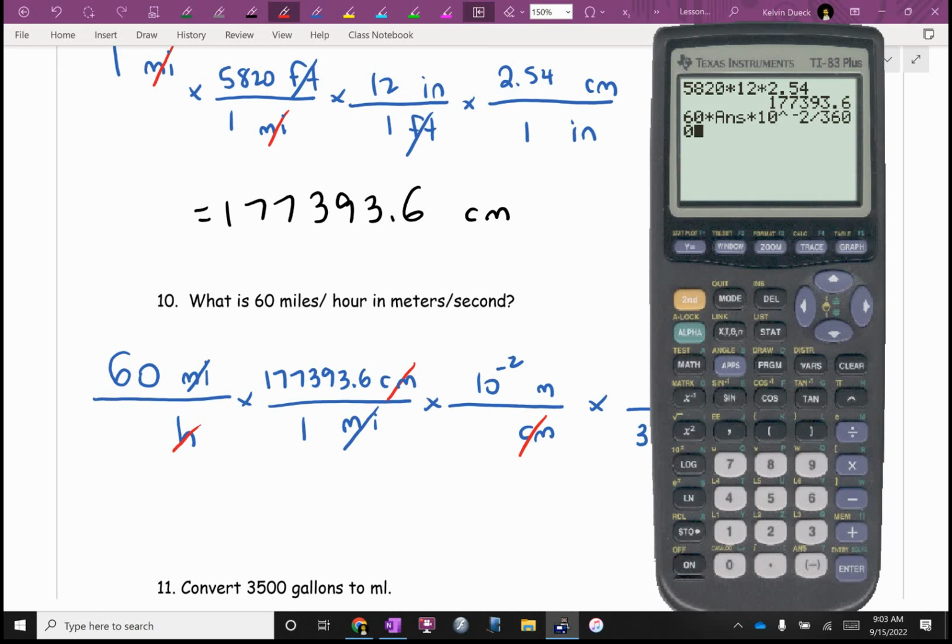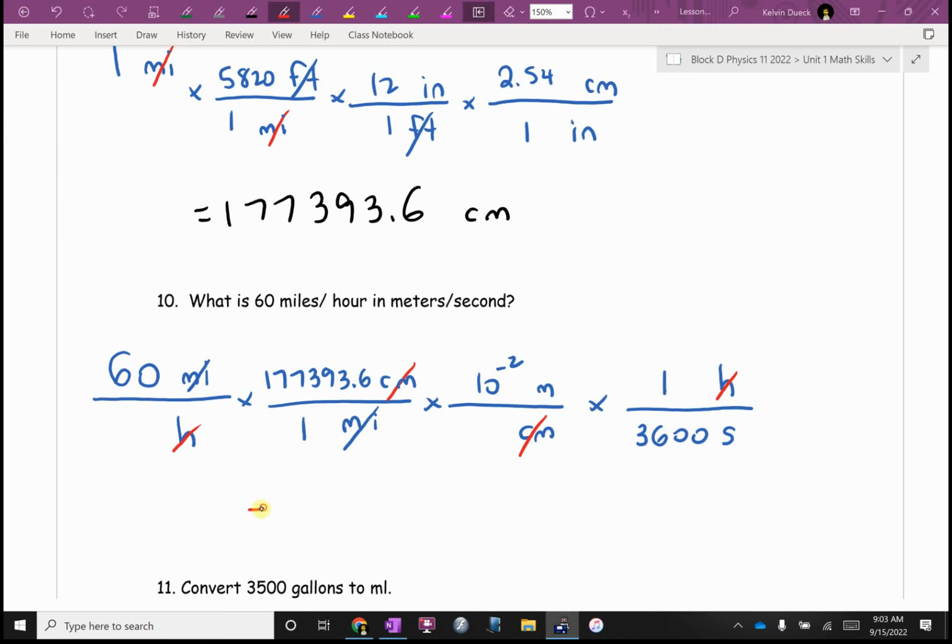Am I correct? 29 point something? 29 point, yeah. It's roughly half and a little bit less. 29.6? Is that right? Yes? 60 miles per hour is about 29.6 meters every second.